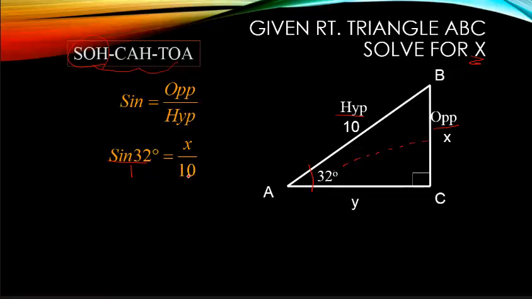So then you have 10 times sine of 32 degrees equals 1 times x. Well, 1 times x is just x. So we would rewrite it as 10 times sine of 32 equals x. Now I need to know the value of this. How do I find the value of a function and an angle? Remember, this is the one everybody forgets because it's so easy.